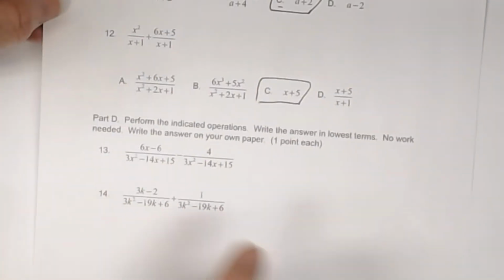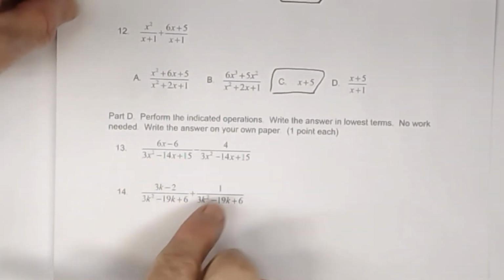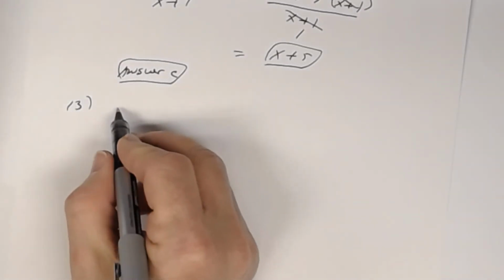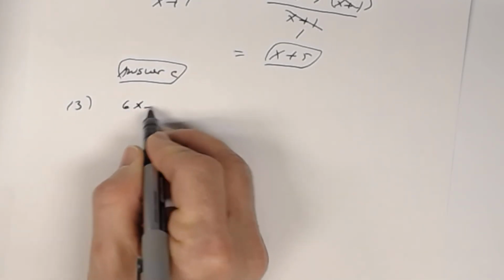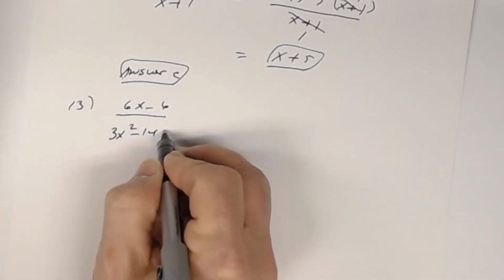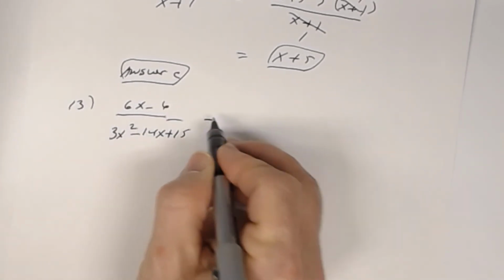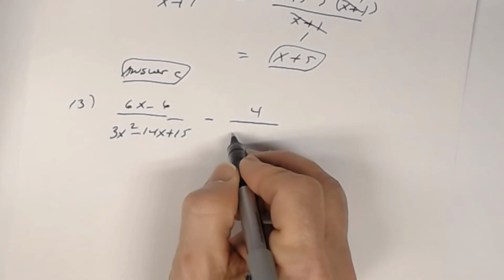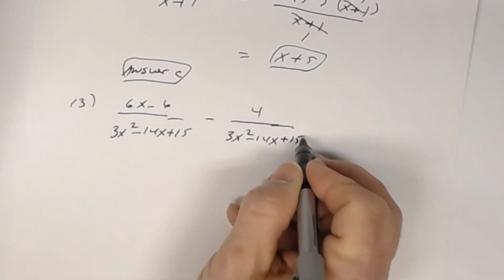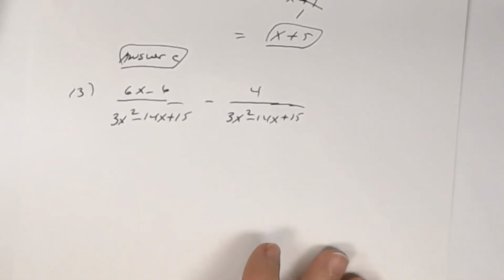So 13 is the same thing. You're subtracting and adding rational expressions. Notice that the denominators are the same. So let me go ahead and rewrite this over. I get 6x minus 6 divided by 3x squared minus 14x plus 15, subtract 4 divided by 3x squared minus 14x plus 15. Now I did say no work necessary, but you do see you have to do some work. So there's some work that needs to be done.